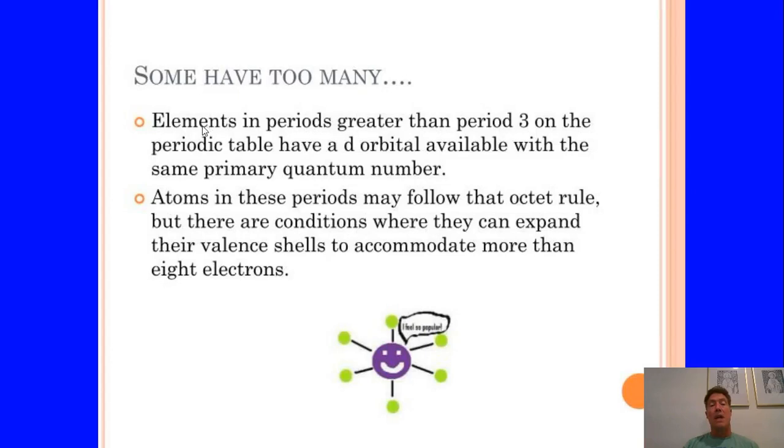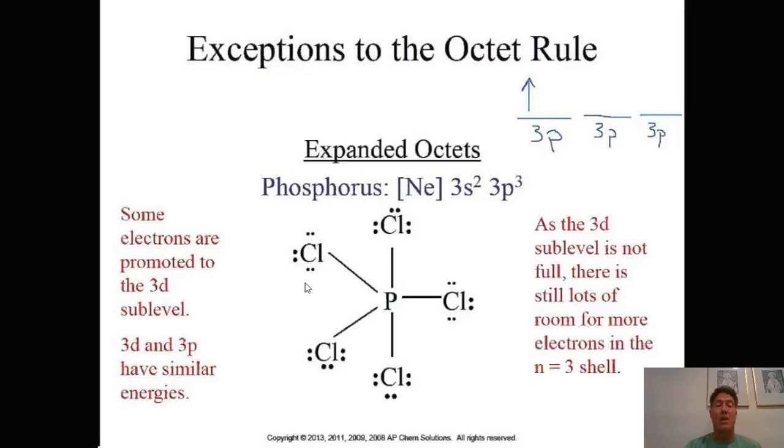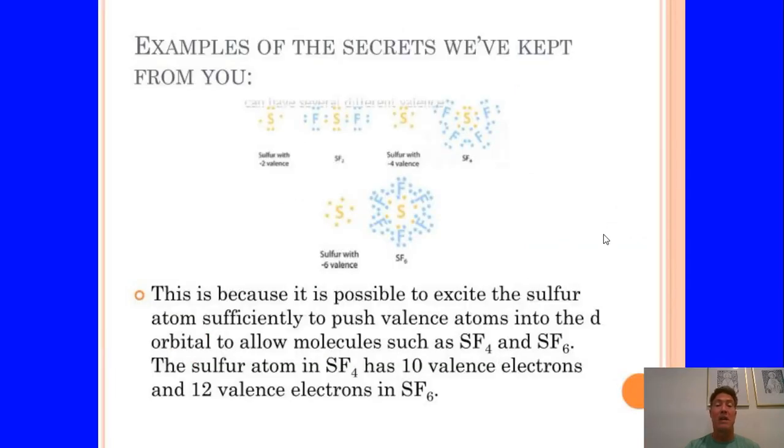So here they are shown again in their electron structure. Elements in periods greater than period 2 on the periodic table have a d orbital available to them. And so there are conditions where they can expand their valence shells to accommodate more than 8 electrons. So here's an example where phosphorus promotes some of its electrons to the 3d sublevel because its energy levels are similar to the 3p, and it forms 2, 4, 6, 8, 10. It has 10 electrons surrounding it, more than the octet. So we call that an expanded octet. So yeah, there are some exceptions that you should know about. SF4, SF6, one has 10, one has 12 valence electrons.